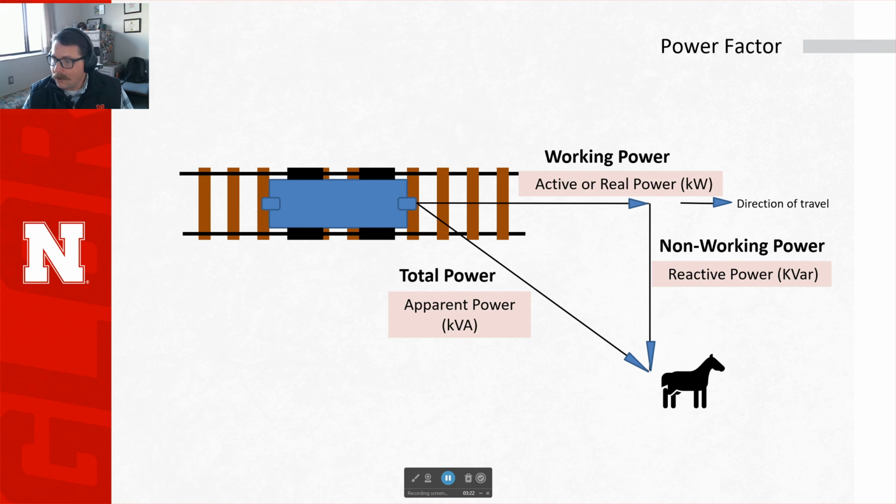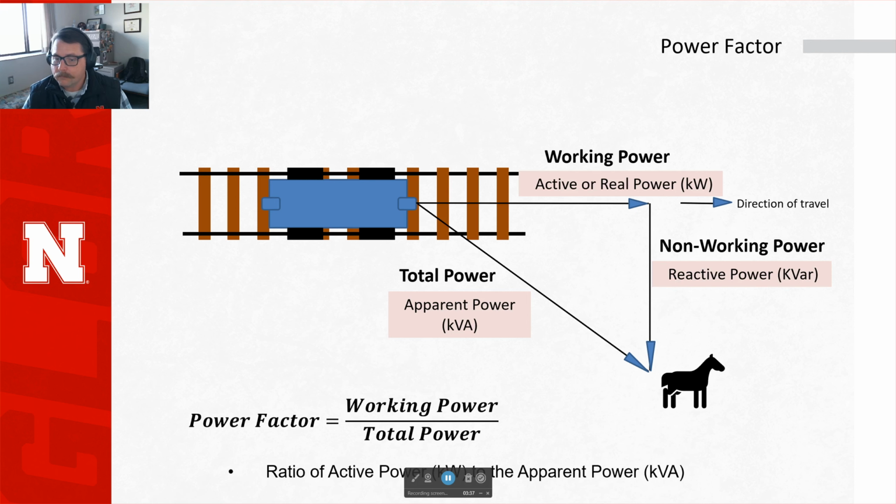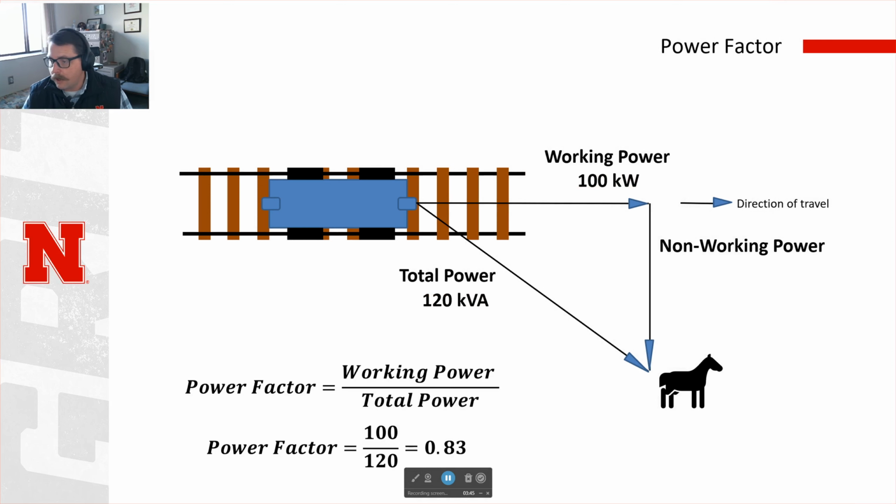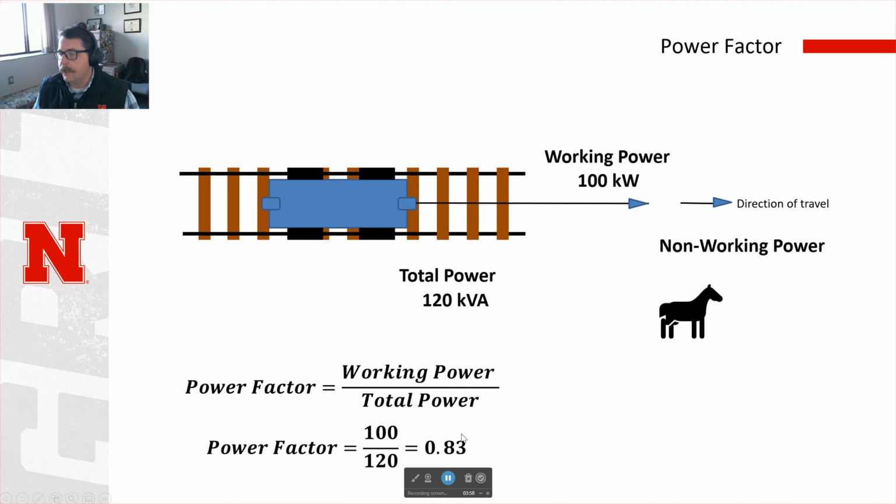So when we feed that horse or buy the horse to do this job, we potentially have to have a larger horse, and we have to feed that horse more to do that total power, even though working power is what we want, the movement of that cart in the direction to the right. So the power factor is the ratio of working power and total power. So if we were to throw some numbers out on this example, if working power was 100 kW and total power was 120 kilovolt-amperes apparent, in this case, we would have a power factor of 0.83.